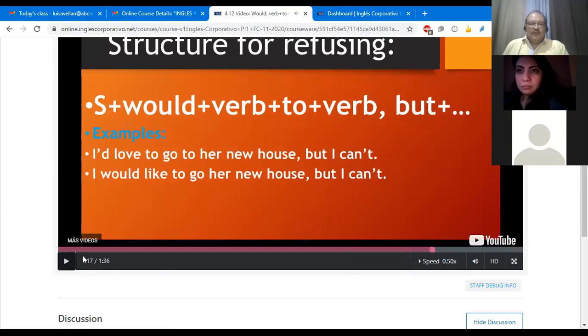This is when you, let's say, reject, when you do not accept the invitation, right? Then you say, I'd love to go, but I can't, I have to work. I'd love to go, but I can't, I have to study. Okay, I'd love to go, but I can't. I don't have money.